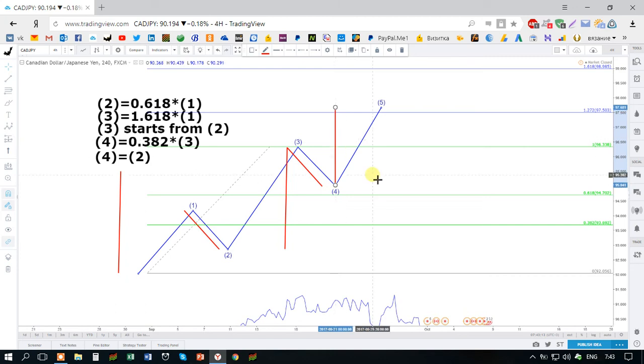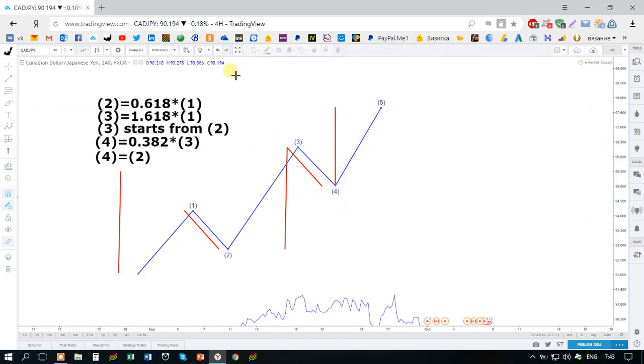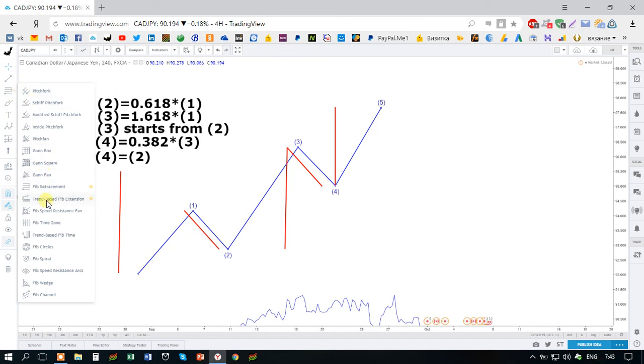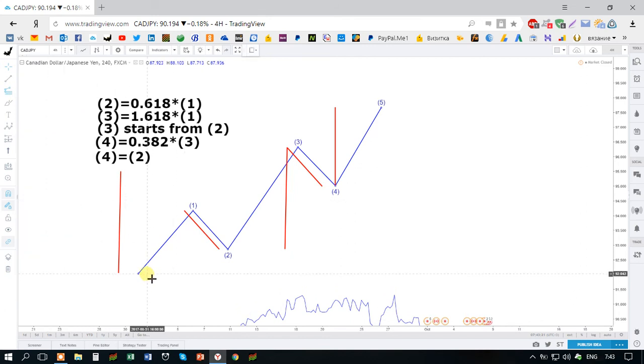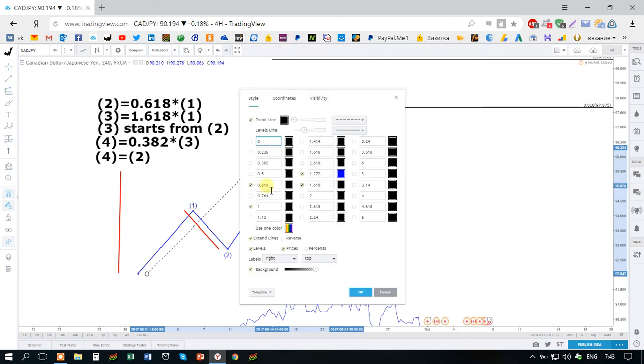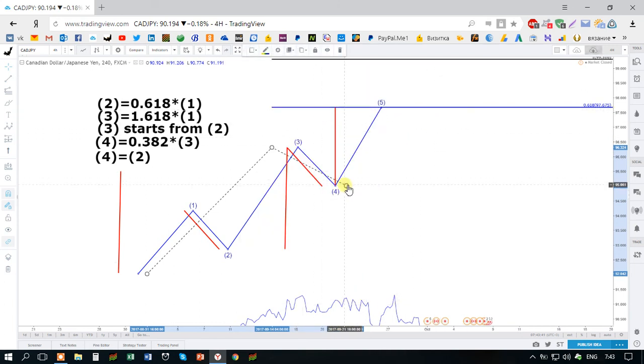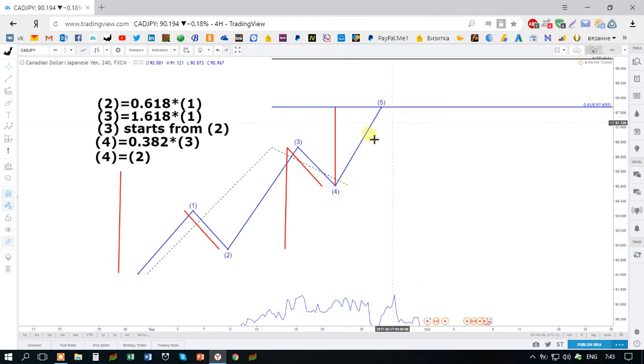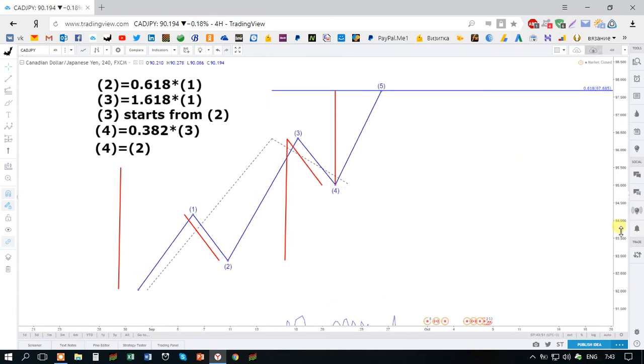Yes? So what you should do, you should take your Fib extension tool, trend-based Fib extension. You should click on this, click on that, and click on 4. And you should enable 0.618 retracement. Let me make it, let's say, yellow, green, blue. Blue is okay. So now we have it blue. This is the 0.618. Okay, now wave 5 is terminated. Now we have it, wave 5.